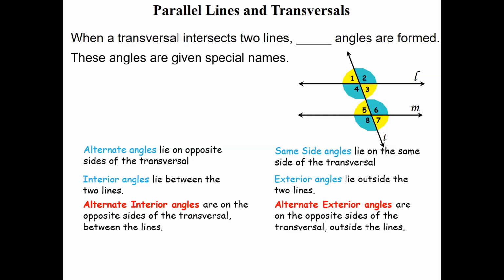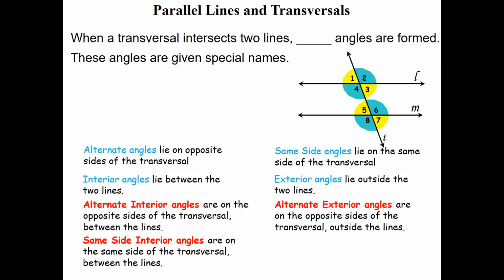The next one, alternate exterior angles: opposite sides of your transversal, but this time outside of your parallel lines. So I can't take anything inside. If I go with angle 1, I have to go to the opposite side and exterior to get to 7. So 1 and 7 are alternate exterior angles. The other pair would be 2 and 8. So 1 and 7 are alternate exterior, and 2 and 8 are also alternate exterior.